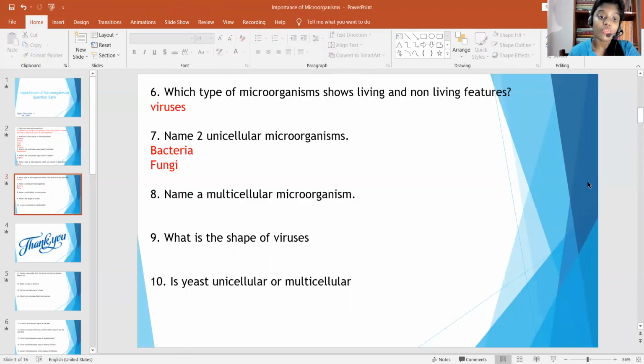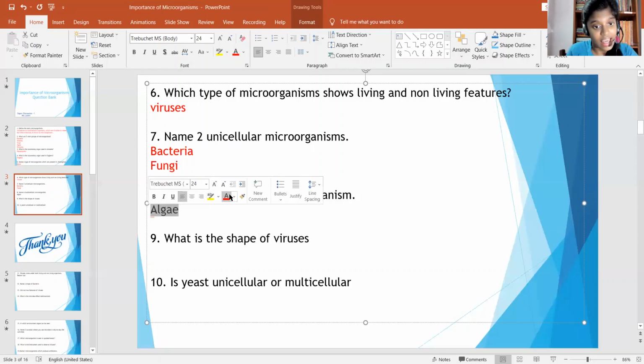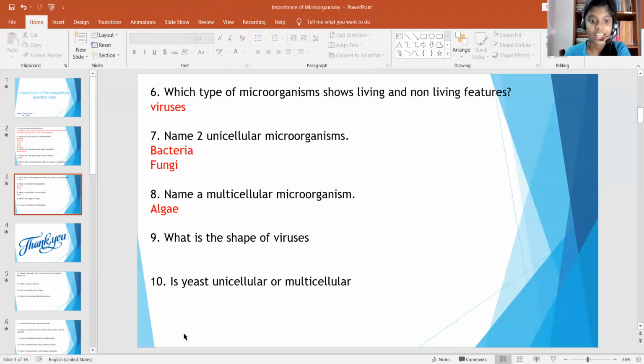Now let's move on to the 8th question. Name a multicellular organism. Multicellular means the microorganism has many cells, more than one. So there is algae. Algae has many cells, not unicell but multicell. So it is a microorganism with multiple cells. Now let's move on to the 9th question.